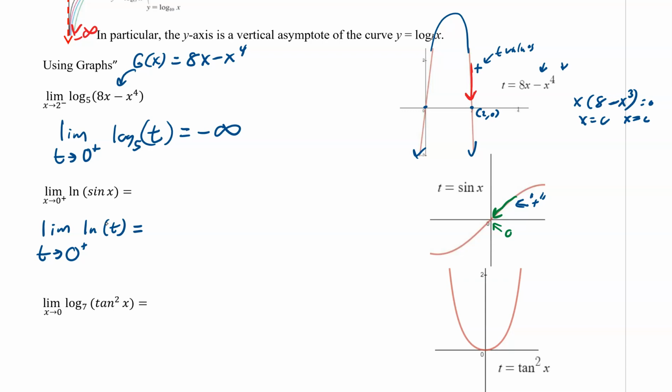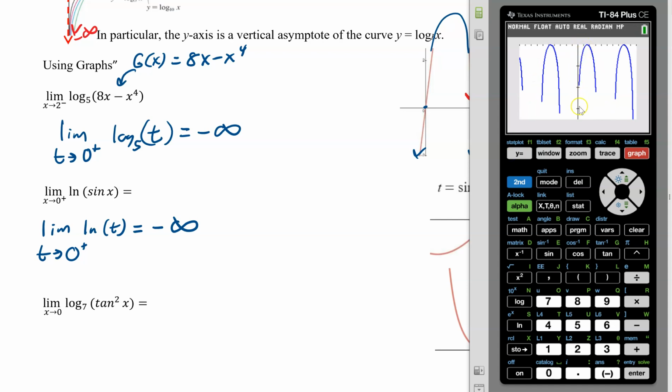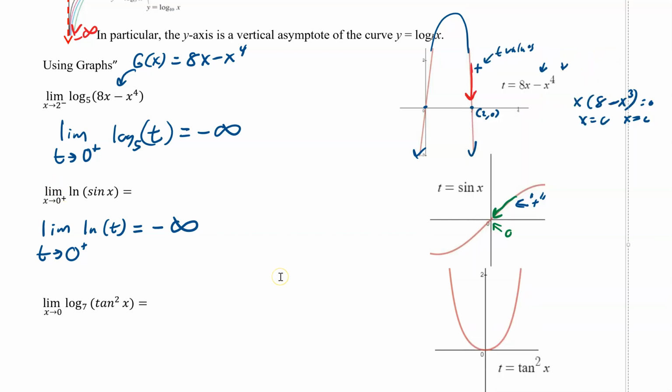So now what does that give us? Same thing, negative infinity. And so plugging that entire function in, the natural log of sine x, you can see that it is approaching negative infinity as t approaches 0 from the positive side. But you've got to do a little work here too. You can't just do this all with a calculator. You've got to understand what's going on.